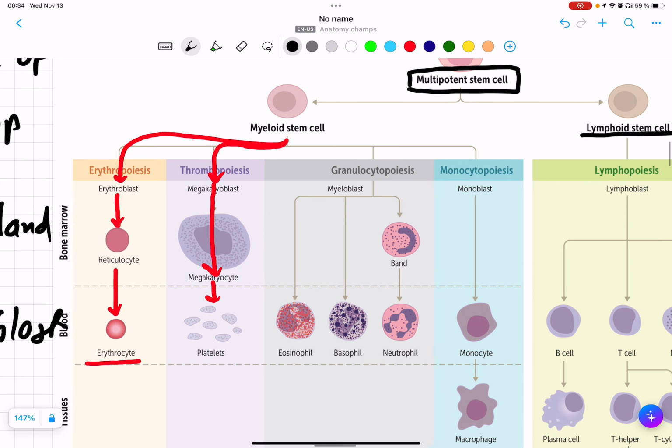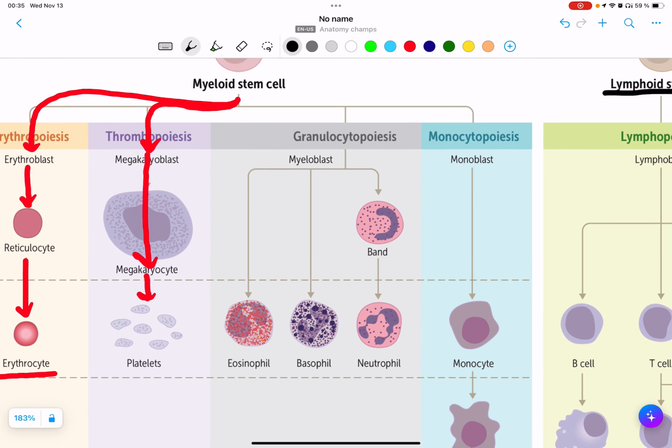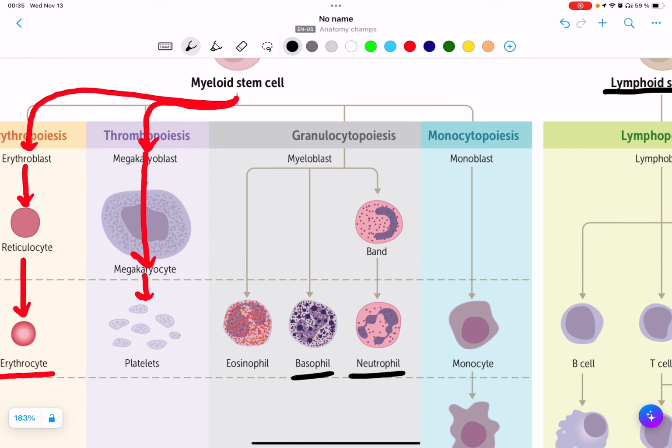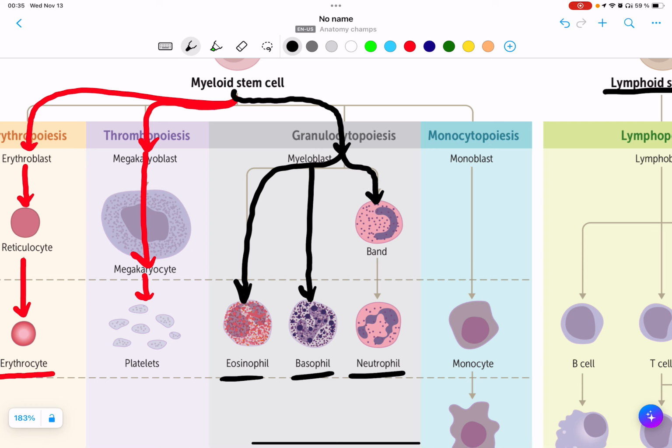So to make these granulocytes, for example neutrophils, basophils, eosinophils, your myeloid stem cell will differentiate into myeloblast. Myeloblast will directly develop into eosinophil and basophil, but it can also form the band myeloblast. Band myeloblast is where the neutrophil has many lobes. These lobes are fused in this myeloblast.